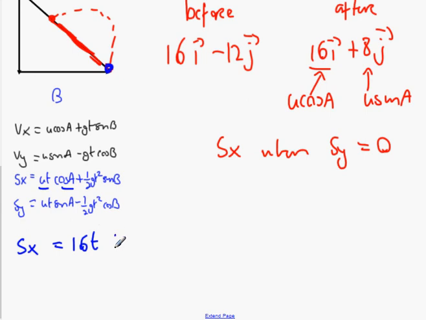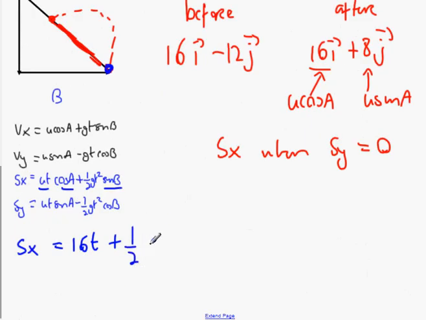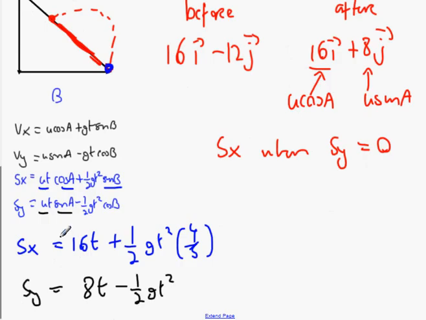And then plus a half, what are we changing sin b into? Sine B is 4 over 5. So it's going to be a half g t squared times 4 over 5. What's sy equal to? U sine alpha is 8t, and then minus a half g t squared, and what is it, it's cos b, isn't it? And cos b we know is 3 over 5.